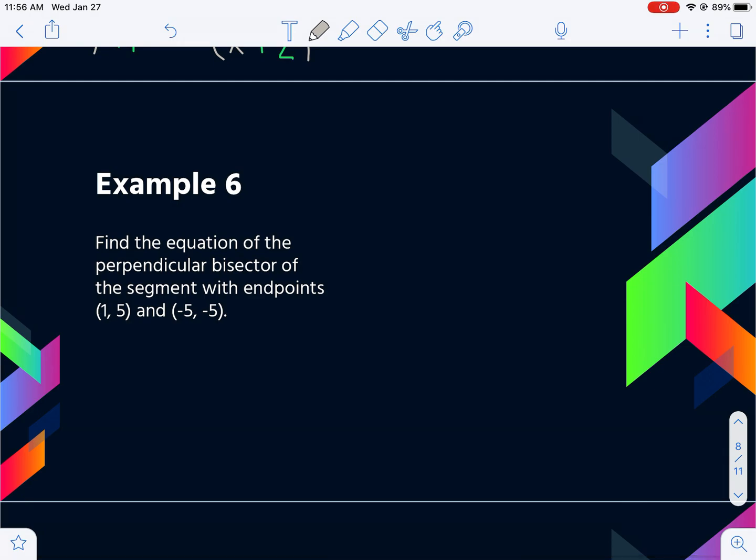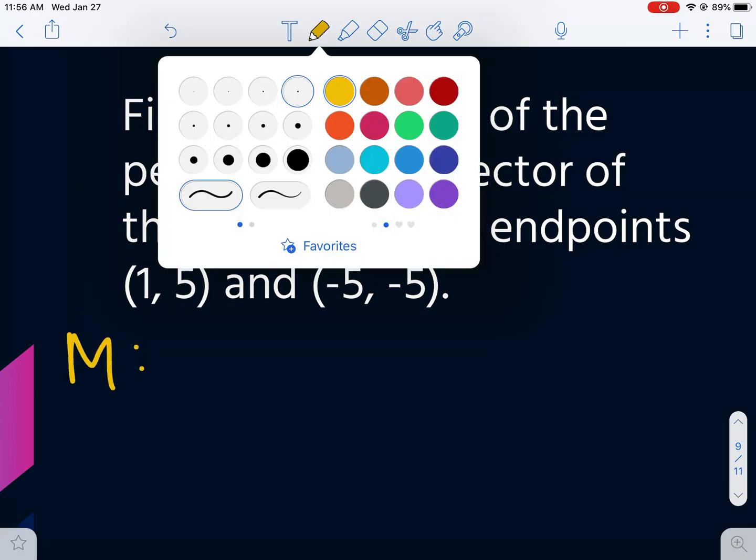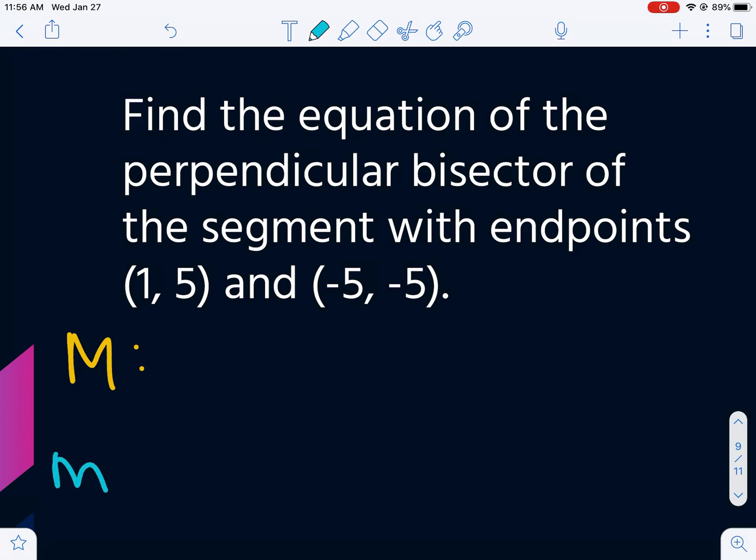We'll do another one just like that. We're again finding the perpendicular bisector. So I need to find two pieces of information first. I need the midpoint, because that's what it'll pass through. And I need the slope so that I can make sure the slope that I use is perpendicular.